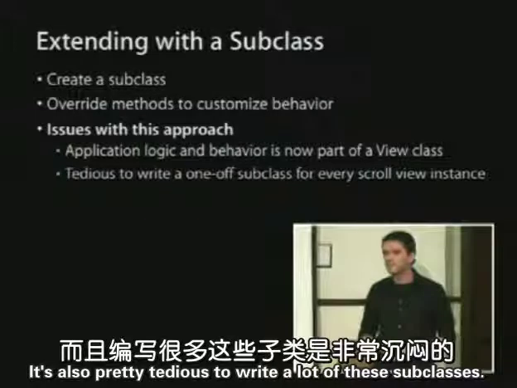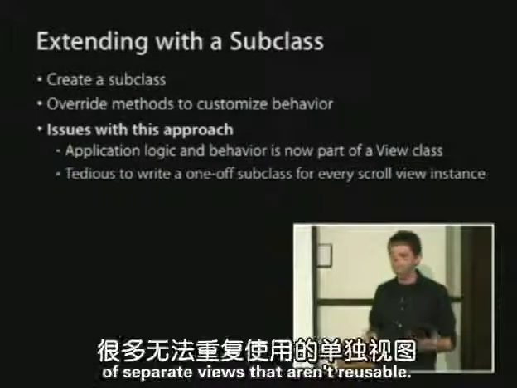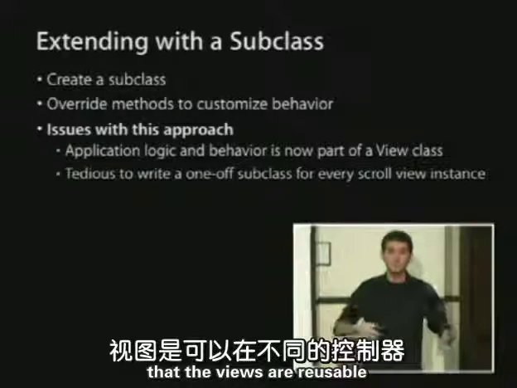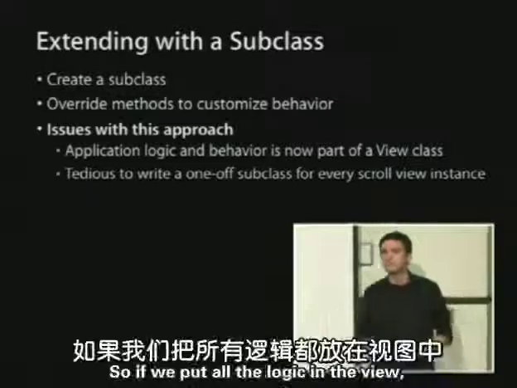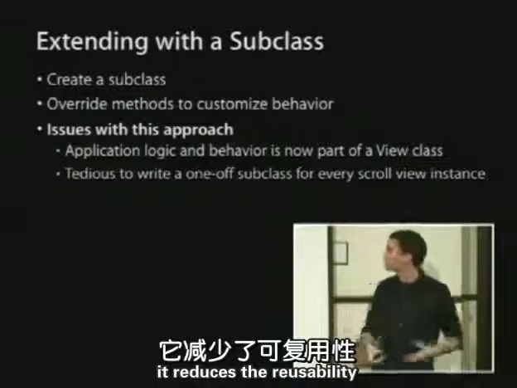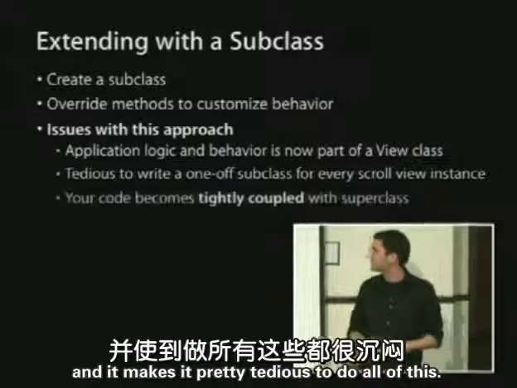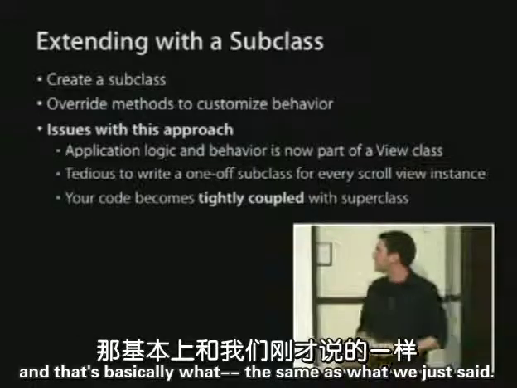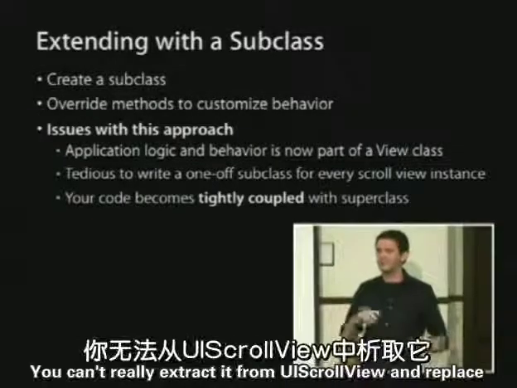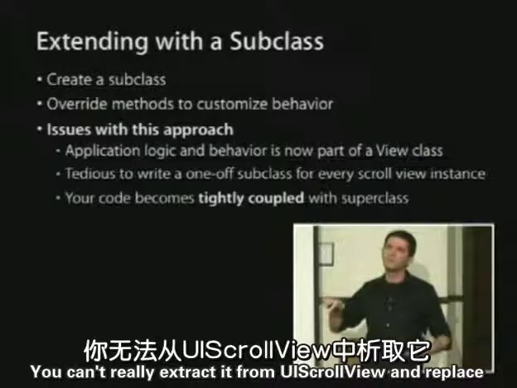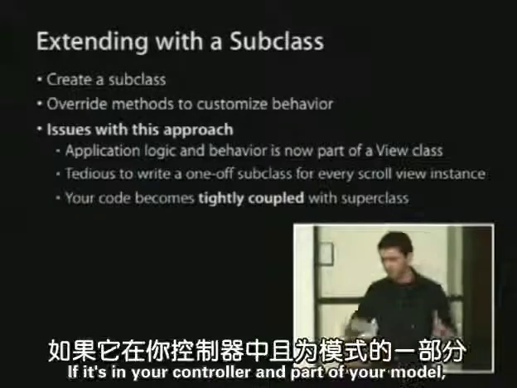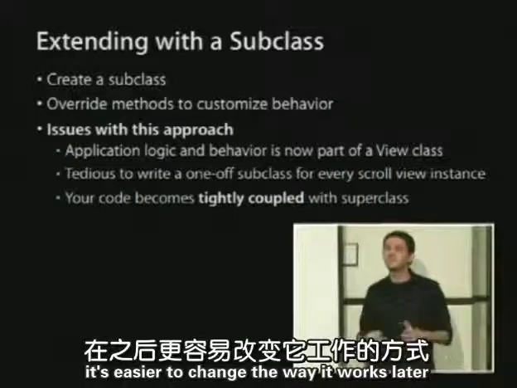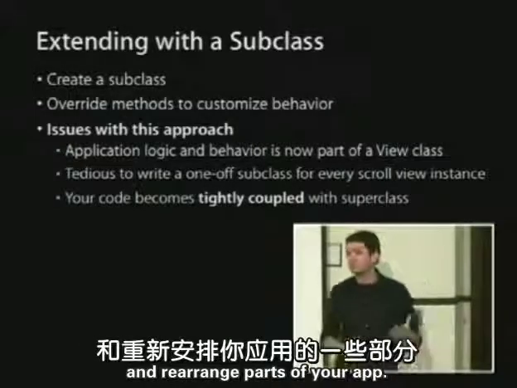It's also pretty tedious to write a lot of these subclasses. You end up with a lot of separate views that aren't reusable. And a big point of the view part of model view controller is that the views are reusable with different controllers and different models. So if we put all the logic in the view, it reduces the reusability and makes it pretty tedious to do all of this. And also your code then becomes very tightly coupled, which is basically the same as what we just said. It becomes part of the superclass, really. You can't really extract it from UIScrollView and replace that with something else later. If it's in your controller, it's easier to change the way it works later and rearrange parts of your app.